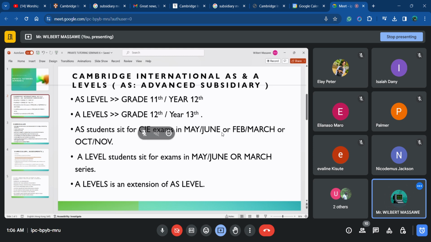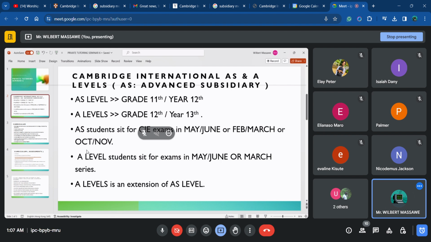A levels is superior to AS, or A levels is higher than AS levels. Also, A levels is also known as A2 level, A2 levels.